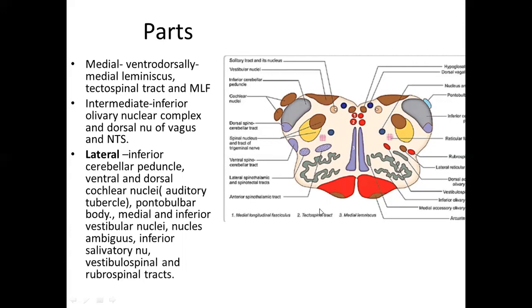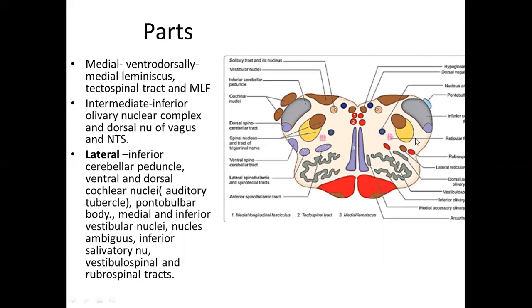Then the intermediate part is occupied by the inferior olivary nuclear complex. The inferior olivary nuclear complex, apart from the principal olivary nucleus, has the dorsal accessory nucleus and the medial accessory nucleus. Then apart from this, we have the extrapyramidal fibers, the rubrospinal and the vestibulospinal tract, the reticular formation, and the nucleus ambiguus in this area.